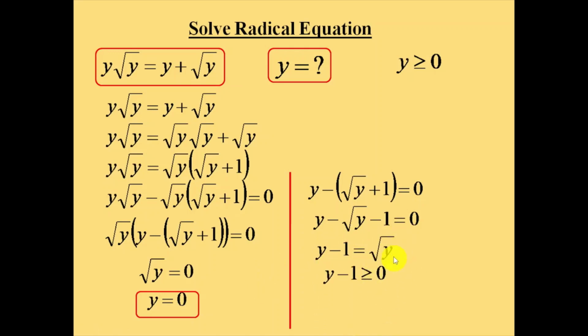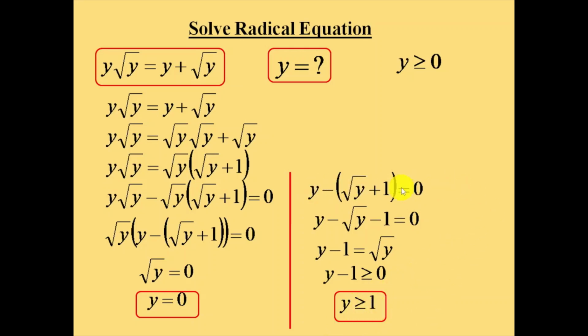Now we know that in the question itself, it is given that y is greater than or equal to 0. If we apply square root on both sides, square root of y is also greater than or equal to 0. So here in place of square root of y, we can say that it is greater than or equal to 0. So y minus 1 is also greater than or equal to 0. Send this minus 1 to this side. So it will become like this: y is greater than or equal to 1.